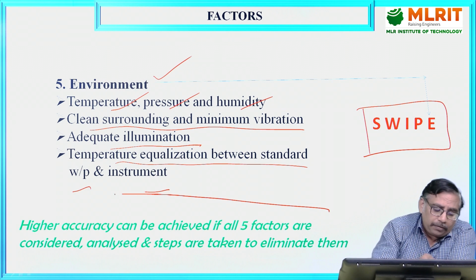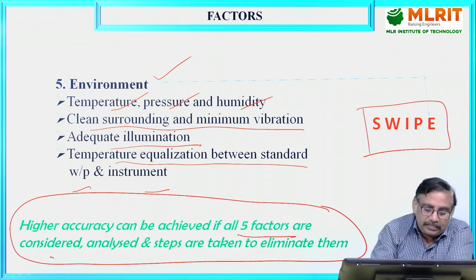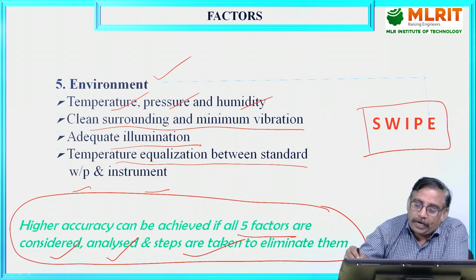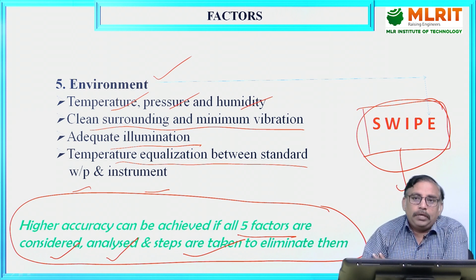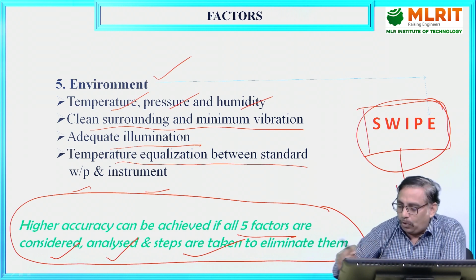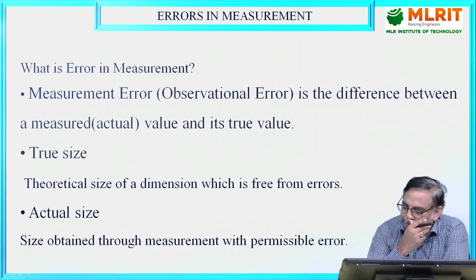So see here, higher accuracy can be achieved if all the 5 factors are considered, analyzed and steps are taken to eliminate them. Only when these 5 are met, the particular equipment is used, and that particular reading will be acceptable overall. So, as I was saying, accuracy and precision, everything.